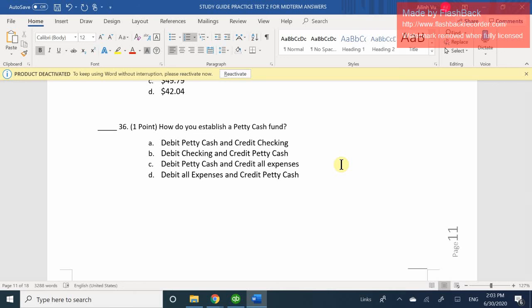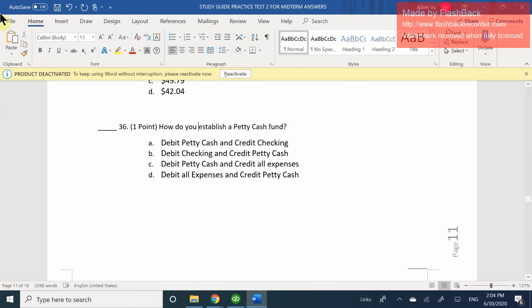So again, question number 36 asks, how do you establish a petty cash fund? Debit petty cash, and credit checking. Is that right? You debit all the expenses and credit. This is to establish a petty cash fund, not to replenish. So David is actually correct on this one. To establish a petty cash fund, you debit your petty cash and credit your checking, because you need to write a check.